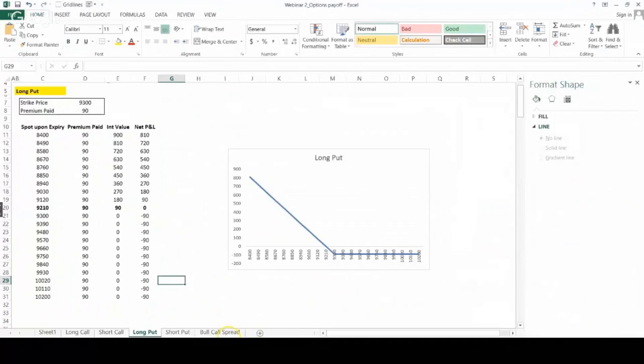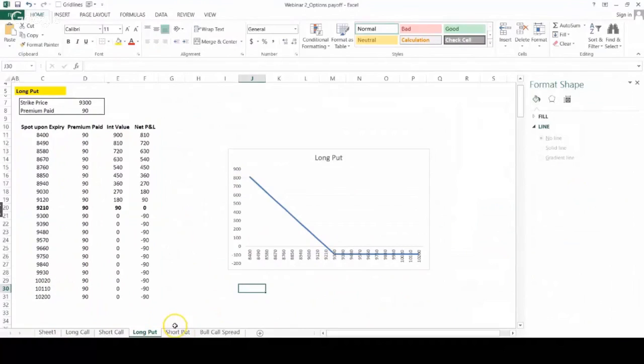Again, remember, for all long option positions, whether you're long on a call or long on a put, the maximum loss is to the extent of the premium that you've paid, and the profits can be unlimited.